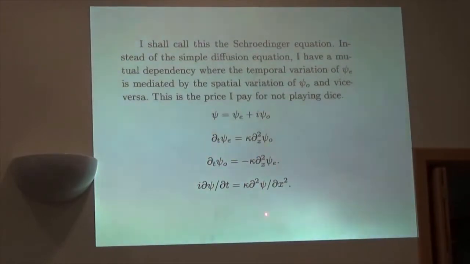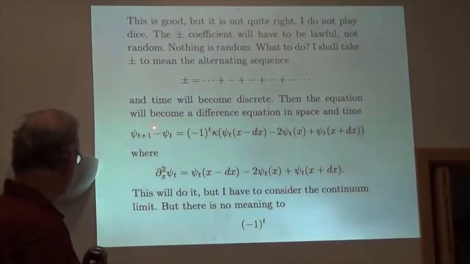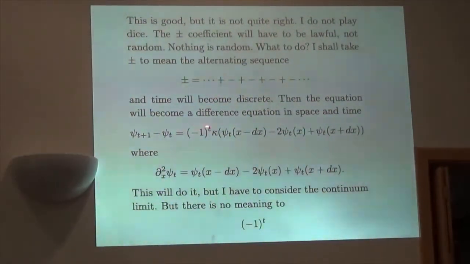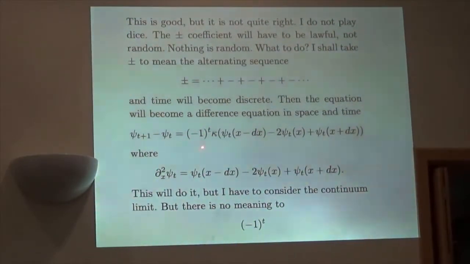So the Schrodinger equation is the same as this recursion here. This is a discrete picture of the Schrodinger equation, all packed up into one temporal process with this alternation, this bit change at every stage in time. And this is formally equivalent to the Schrodinger equation.